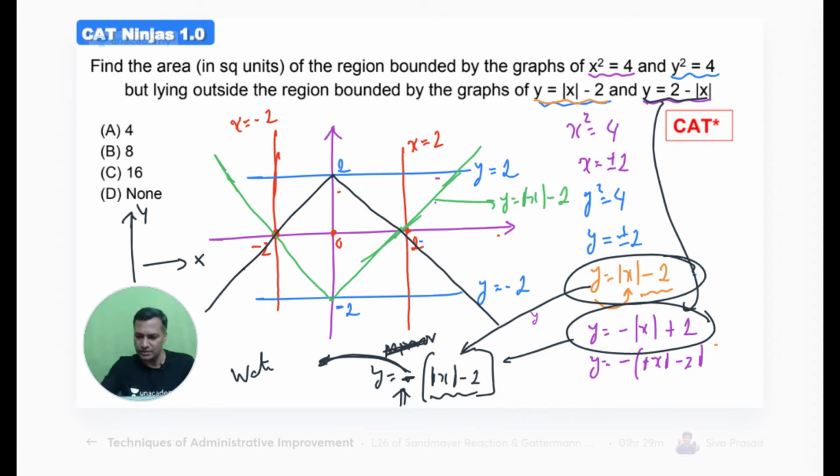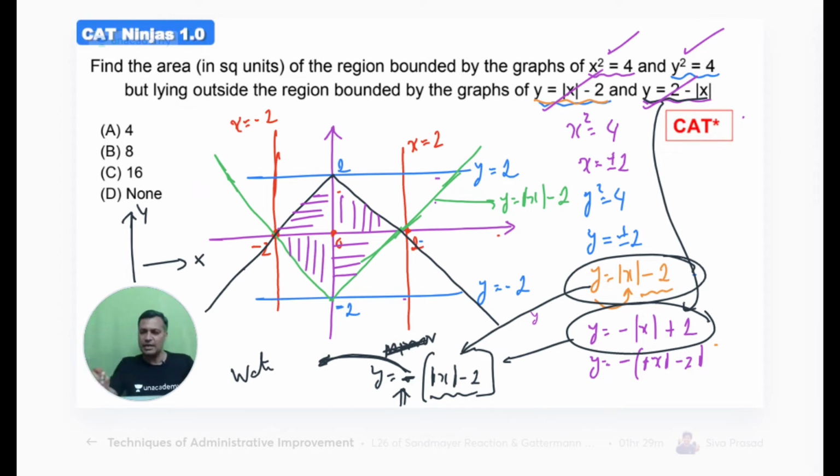So you have the first line, the second graph, the third graph, and the fourth graph. The intersection region is what I'm looking at. The region bounded by the graphs is nothing but this particular region added to this region, added to this region, added to this region. These are the cuttings, right?